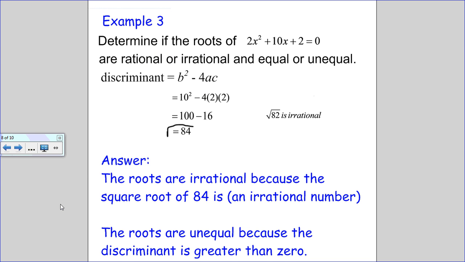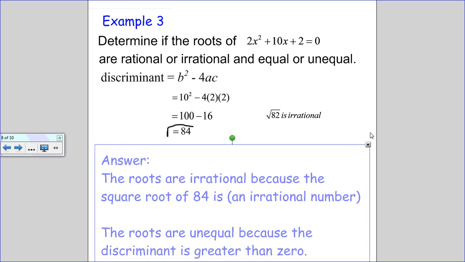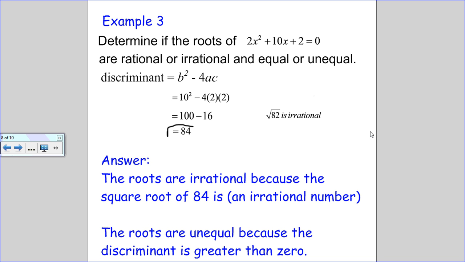So our final answer is the roots are irrational because the square root of 84 is an irrational number, and the roots are unequal because the discriminant is greater than 0.